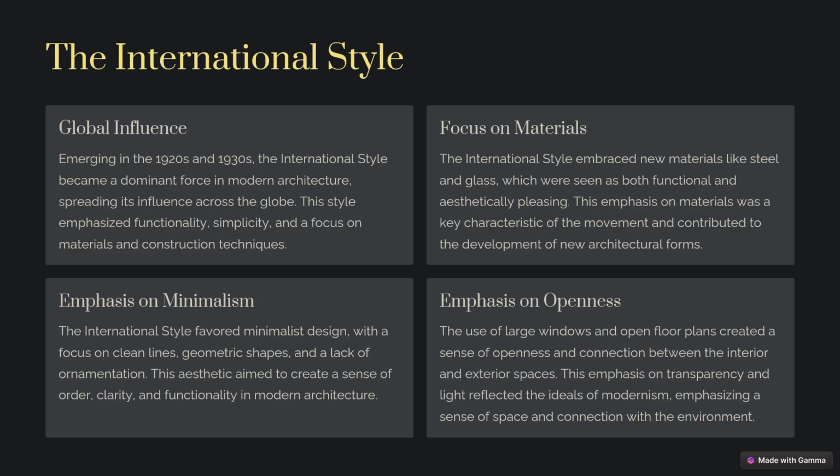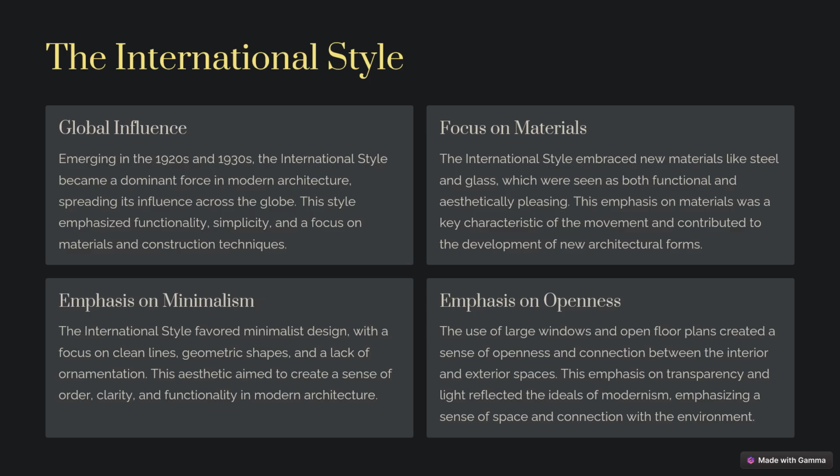The next point is emphasis on minimalism. The international style favored minimalist design with a focus on clean lines, geometric shapes, and a lack of ornamentation. This aesthetic aimed to create a sense of order, clarity, and functionality in modern architecture. The next point is focus on materials. The international style embraced new materials like steel and glass, which were seen as both functional and aesthetically pleasing.